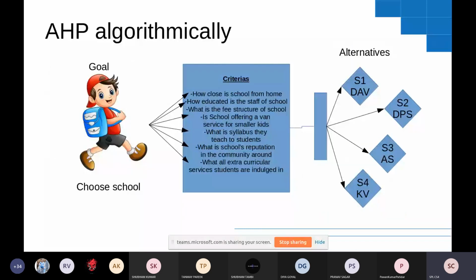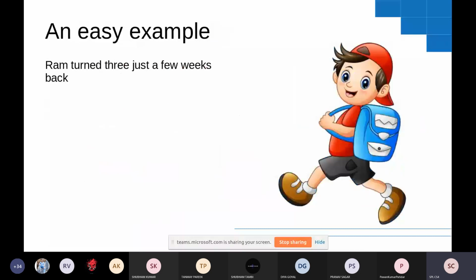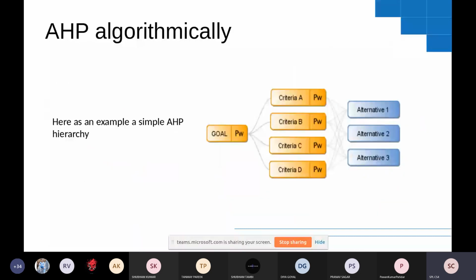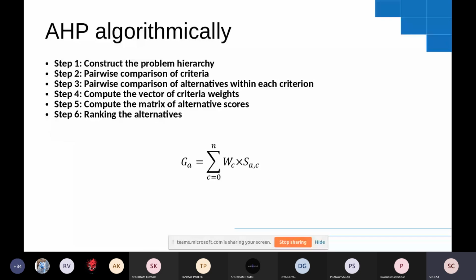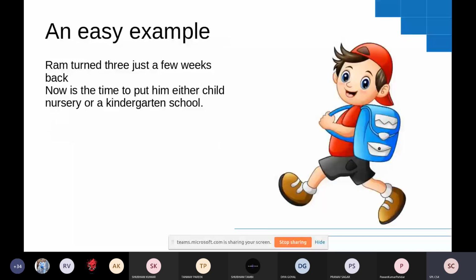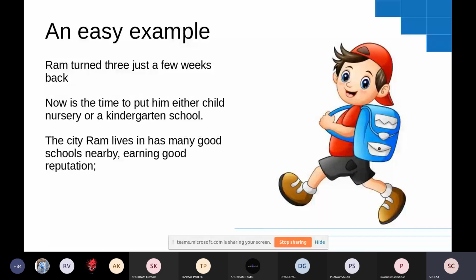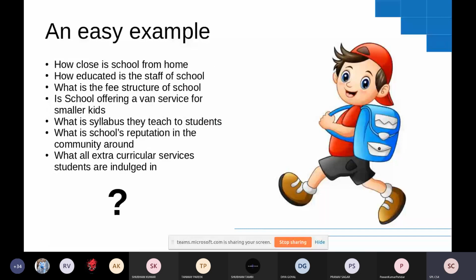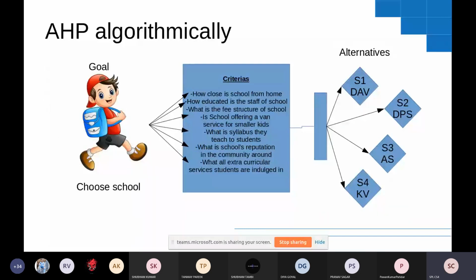So this simple problem could actually be changed into the format of analytical hierarchy processing. The steps that we just skipped are the simple 5-6 steps of an AHP algorithm. I guess this example would have helped you to understand these things. We just have to break the decision-making problem in hand into 3 steps. One is to choose a goal, which is going to be our final goal. That is, choose a school for Ram, of course.